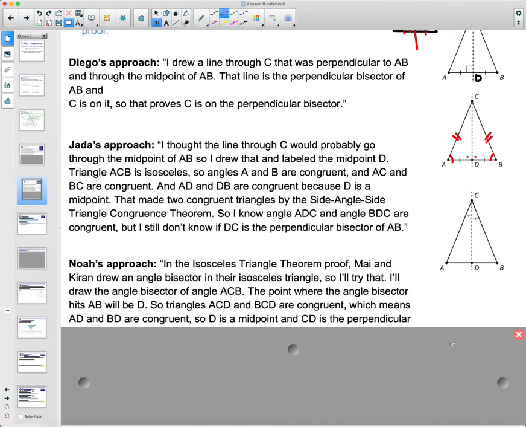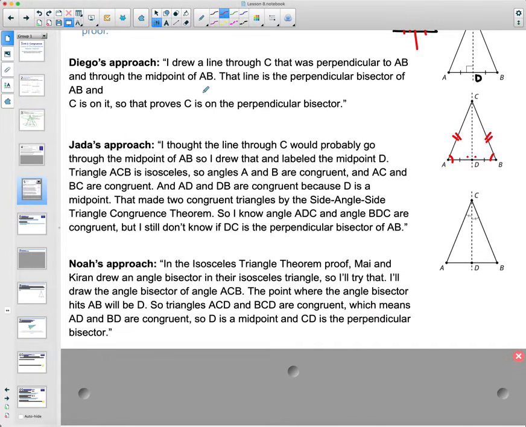All right, then Noah. So some feedback that you could have for Noah. So remember, Noah drew in the angle bisector. So Noah said, I'm going to start with the auxiliary line as the angle bisector. Just mark up point D here. And then he says that the triangles are congruent, which means that D is the midpoint. So it's good that he thought about using the congruent triangles.